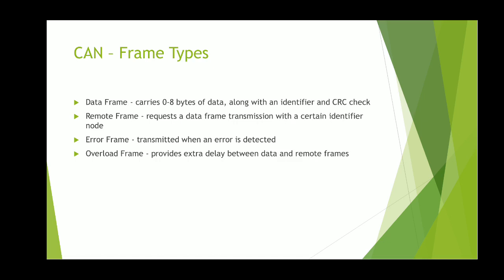And the third type of frame is the error frame. When an error is detected, this type of frame is transmitted. And the last type of frame is the overload frame, and this overload frame is used to provide a delay between data and remote frames.